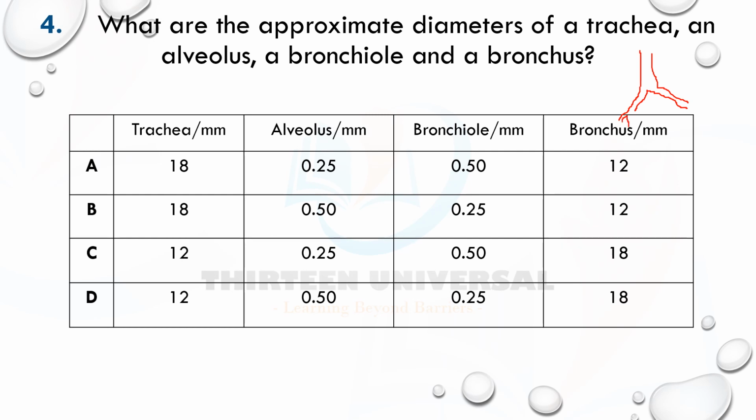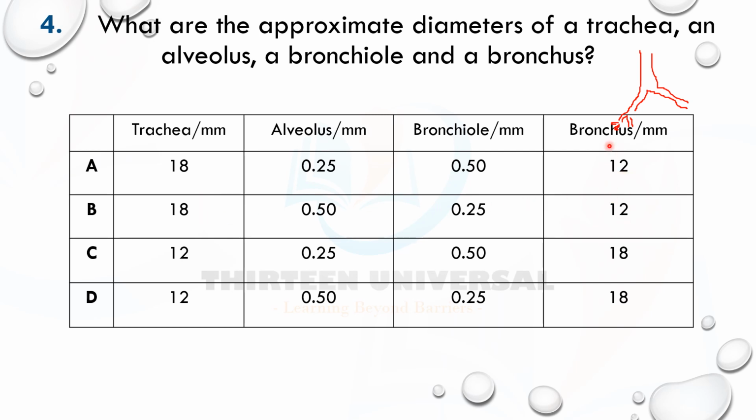Can you see the diameter is reducing? And then bronchioles split into alveolus. Alveolus is at the end, so alveolus is the smallest. The one that has the highest diameter should be trachea, followed by bronchus, then bronchiole, then alveolus. So let's check option A. Which one has the highest diameter? Okay, A and B. So let's check A and B. Following after trachea, the next biggest part should be bronchus.